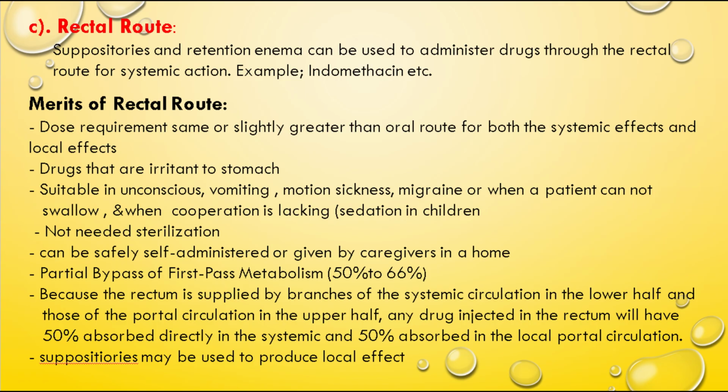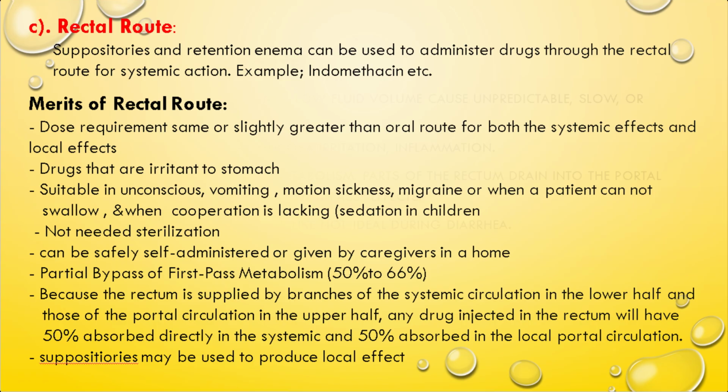Because the rectum is supplied by branches of the systemic circulation in the lower half and those of the portal circulation in the upper half, any drug injected in the rectum will have 50% absorbed directly in the systemic and 50% absorbed in the local portal circulation. Suppositories may be used to produce local effect.